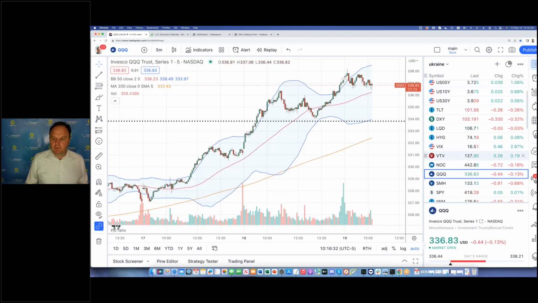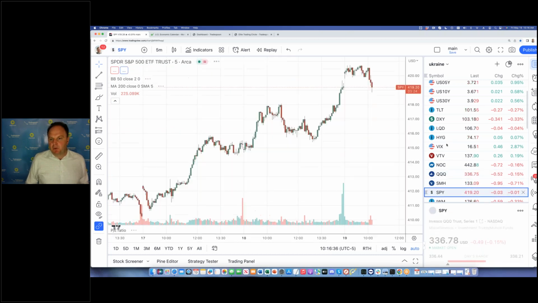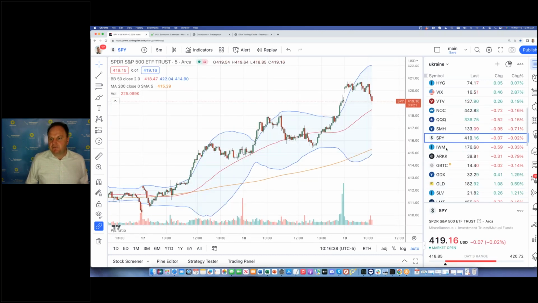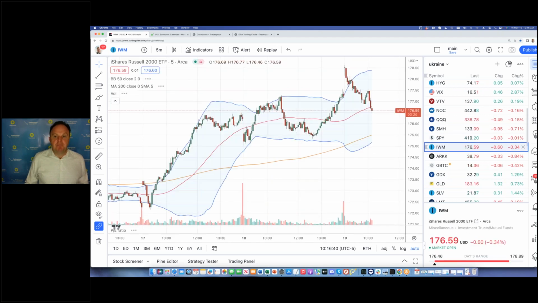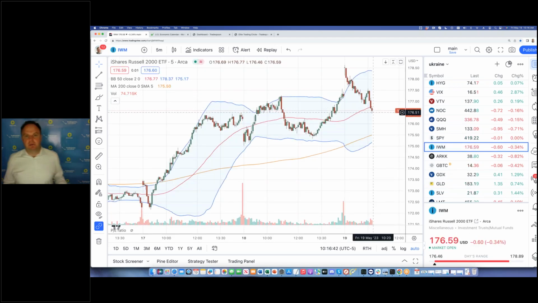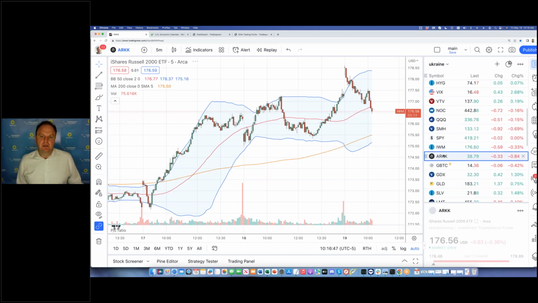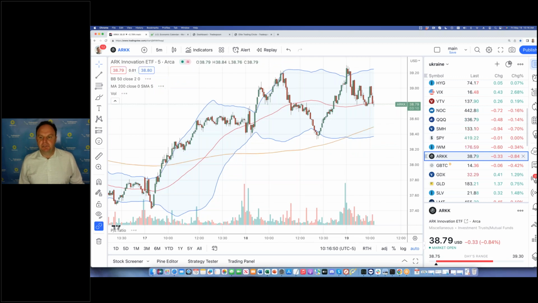I mean, QQQ, not a big drop yet, right? Spiders not, but maybe small caps. Let's see, they're more sensitive, small caps. So small caps, you have a bigger reaction, right? Because they're vulnerable. They don't have a strong balance sheet. So small caps, ARK Innovation, they will react more to these interest rate decisions.